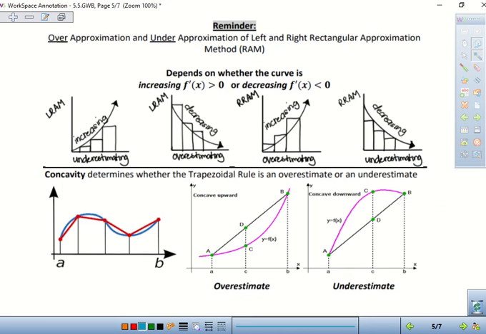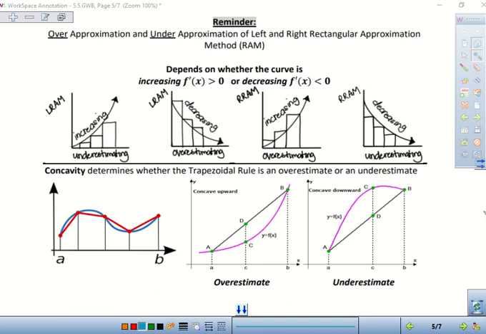So with trapezoidal rule, we evaluate over and underestimation a little bit differently. It's actually based on concavity. Do y'all remember concavity, hopefully? So this one is concave up. Okay, remember concave up is bending upward. So when our graph is concave upward, we know that trapezoidal is going to be an overestimate.